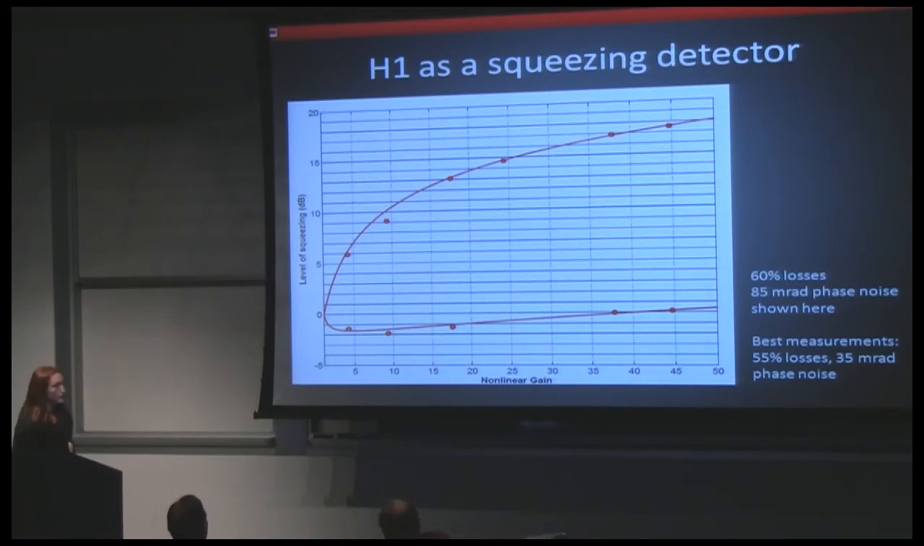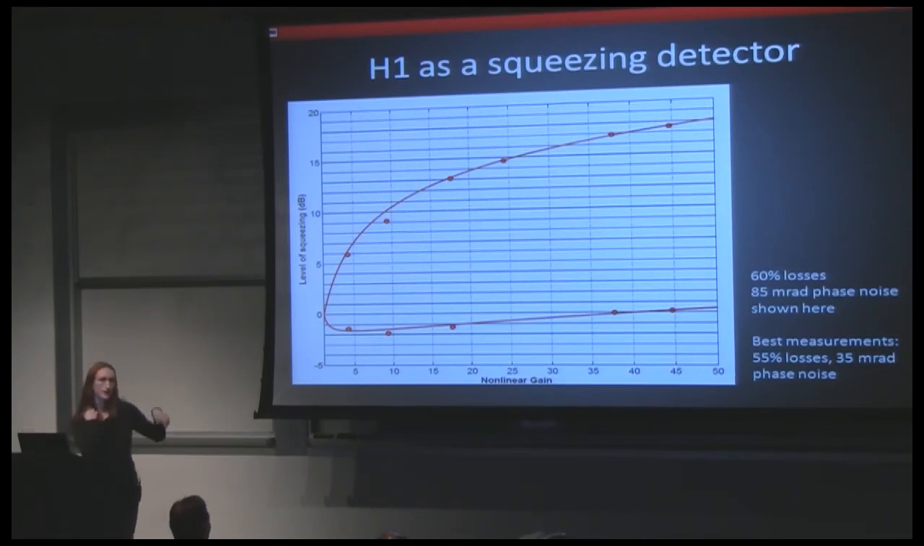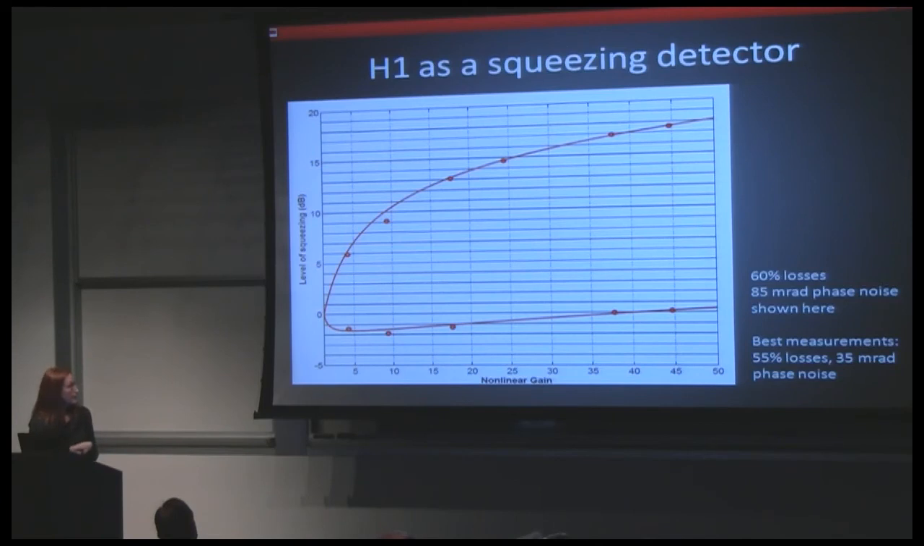So this is the way that we characterize H1 as a squeezing detector. We thought it was a gravitational wave detector, but we wanted to characterize it as a squeezing detector. So we turn up the nonlinear gain. That's what's on the horizontal axis here. That means basically that we're making more anti-squeezing for the same amount of squeezing. And we don't want to use squeezing to get a measurement of our losses because there are a couple of ways to destroy squeezing, but anti-squeezing is really only sensitive to losses.